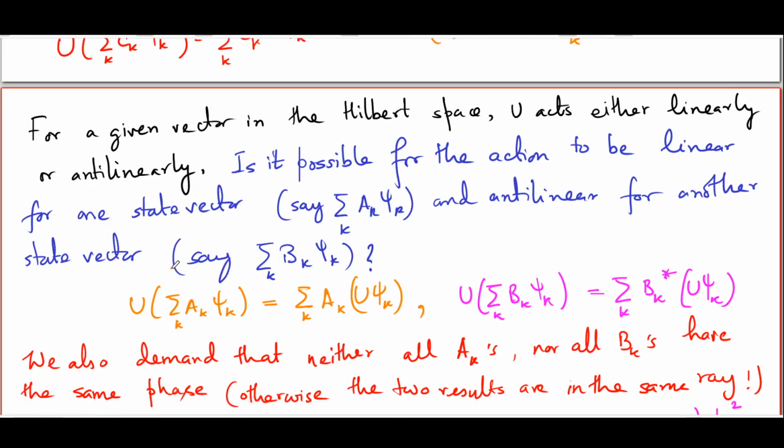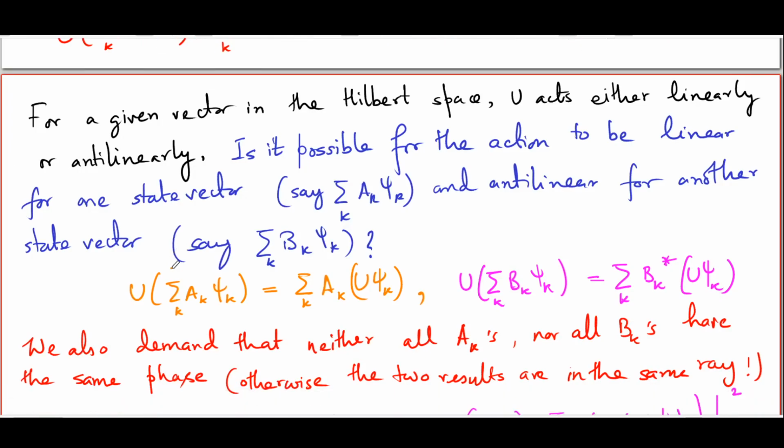But in order that this become a non-trivial statement, we must demand that neither all the AKs nor all the BKs have the same phase. If all the AKs had the same phase, then whether you are using the AKs or their conjugates doesn't really make a non-trivial difference, because even if the AKs were all complex but with the same phase, then the conjugates would also be complex but their phases will all be the same. So you can take the overall phase out and the two resulting states, either with AK or AK conjugated, would give you exactly the same result. So you will not be able to distinguish the two cases.